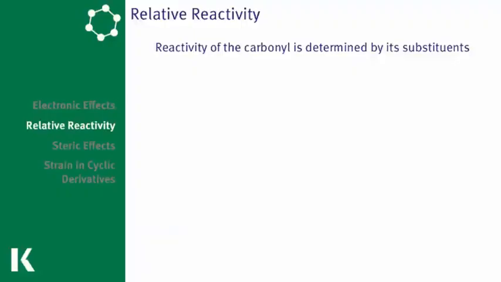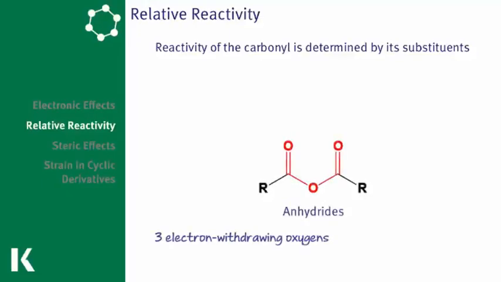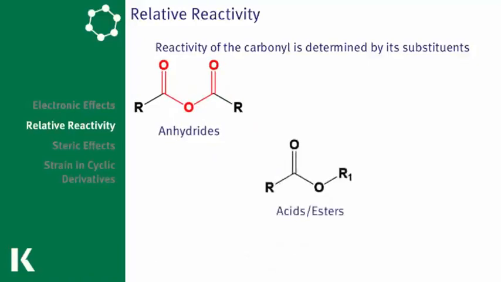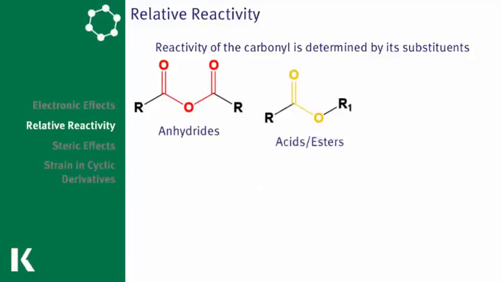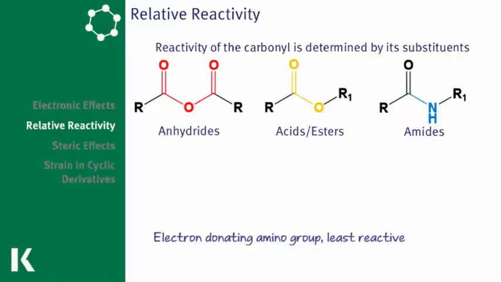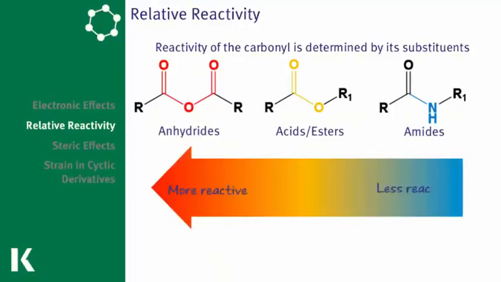Now that we have seen a couple of ways in which a molecule's electron density can be manipulated, we can begin to rank acyl compounds in terms of their tendency to react. Anhydrides, which contain 3 electron-withdrawing substituents, are well stabilized by resonance and thus highly reactive. Carboxylic acids and esters, with their 2 electron-withdrawing substituents, are slightly less reactive. And amides, with their electron-donating amino group, are therefore even less reactive. By simply tallying the number of electron-withdrawing versus electron-donating functional groups, we can predict a molecule's reactivity.